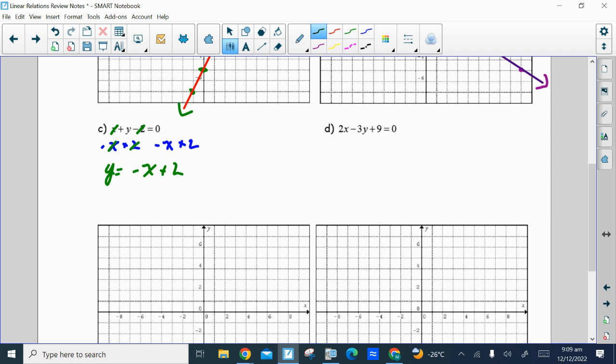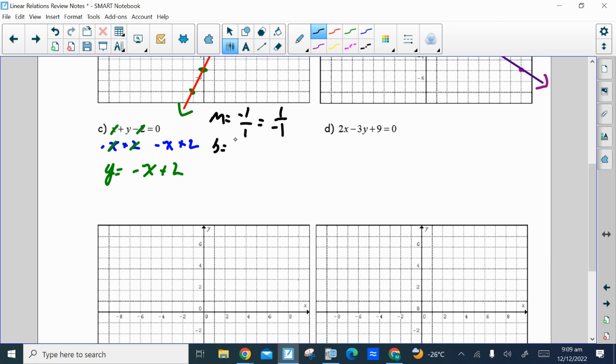The term with x tells you the slope. The slope in this case is negative 1. It can either be negative 1 over positive 1 or positive 1 over negative 1. When a fraction is negative, either the top or the bottom is negative. And we always put our slope as a fraction because slope is rise over run. So if it's not a fraction, we put it over 1 to make it a fraction.